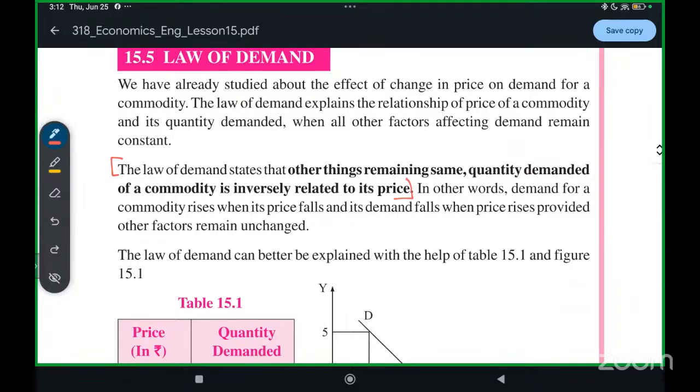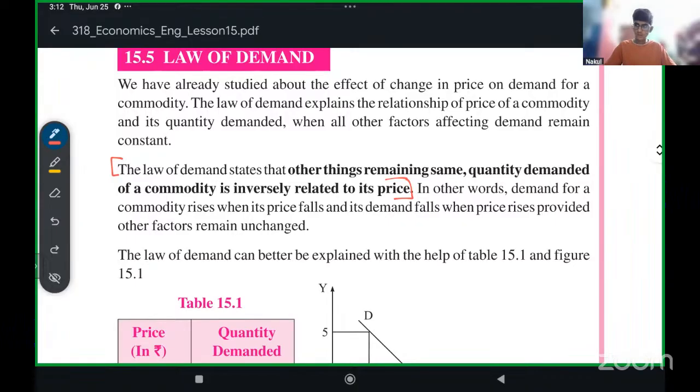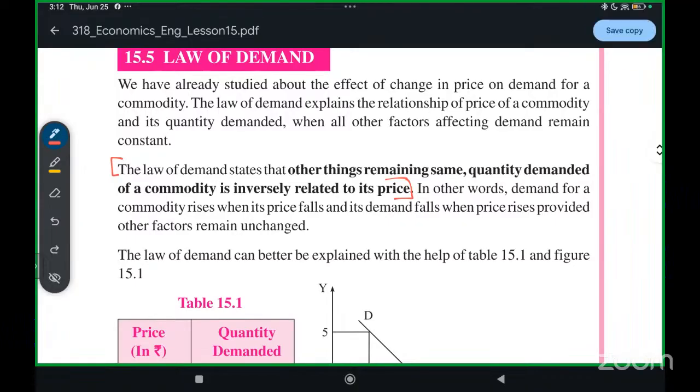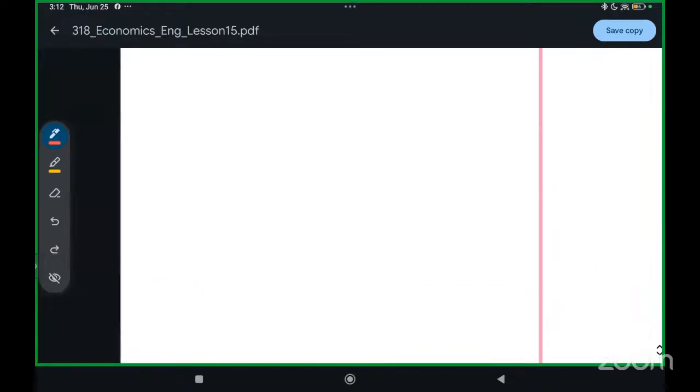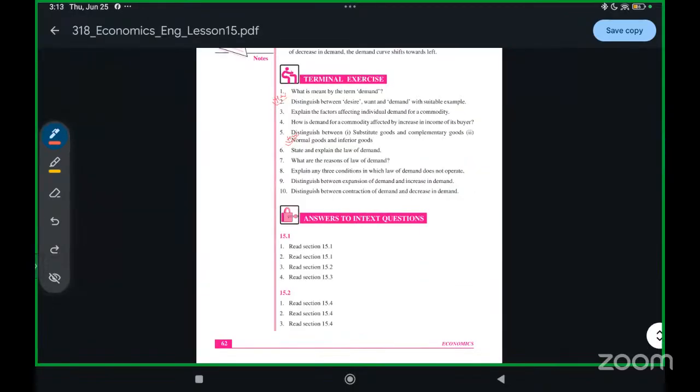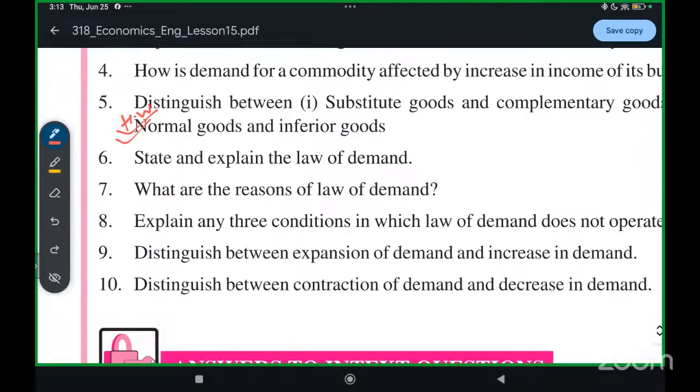The law of demand states that, other things remaining the same, meaning when all the other factors are the same, the quantity demanded of a commodity is inversely related to its price. Quantity demanded is inversely proportional to the price of a product when all other factors remain the same. That is your law of demand.